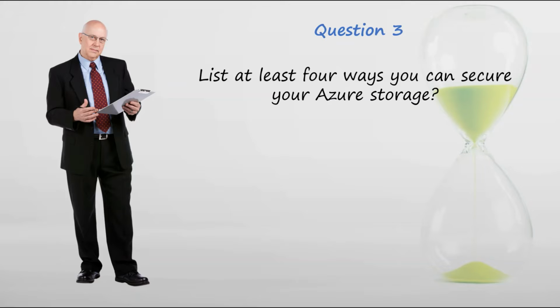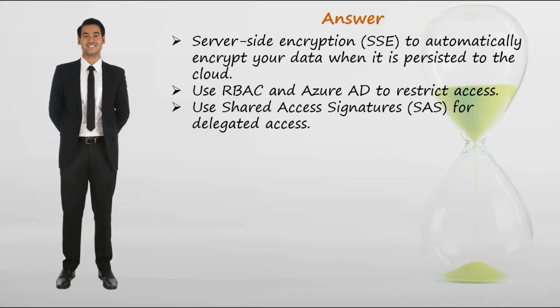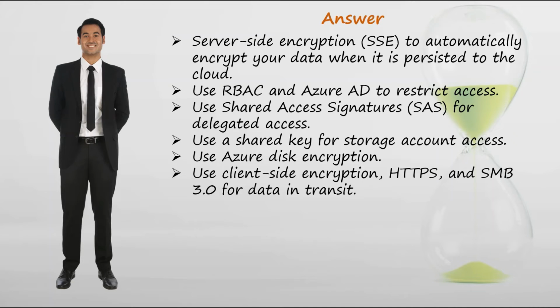List at least 4 ways you can secure your Azure storage. Server-side encryption, SSE, to automatically encrypt your data when it is persisted to the cloud. Use RBAC and Azure AD to restrict access. Use shared access signatures, SAS, for delegated access. Use a shared key for storage account access. Use Azure Disk Encryption. Use client-side encryption, HTTPS, and SMB 3.0 for data in transit.